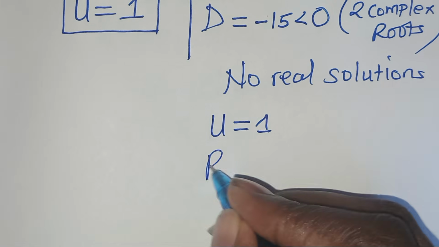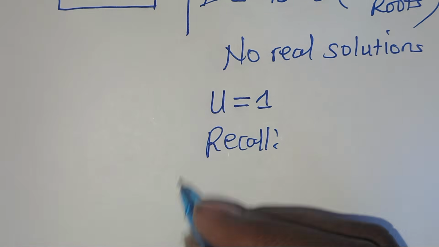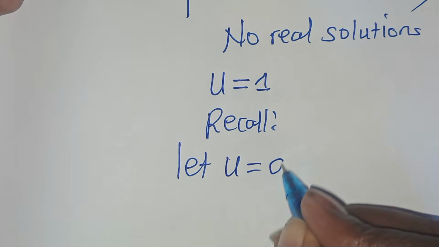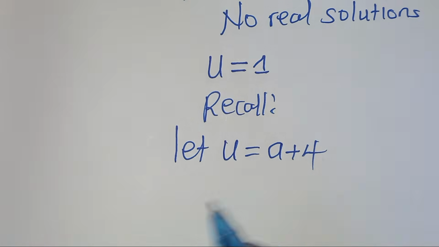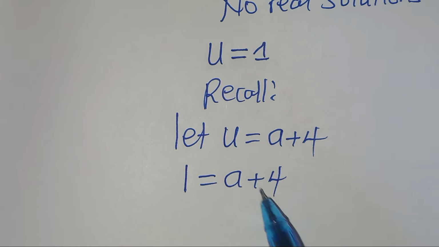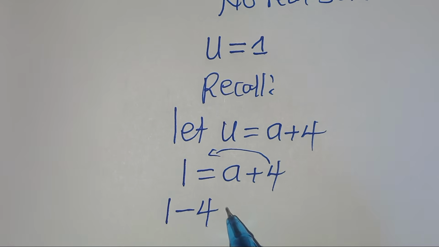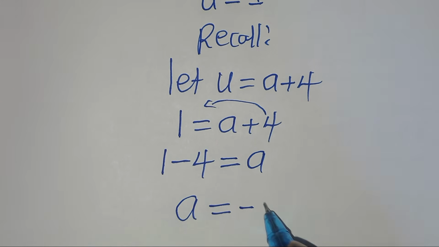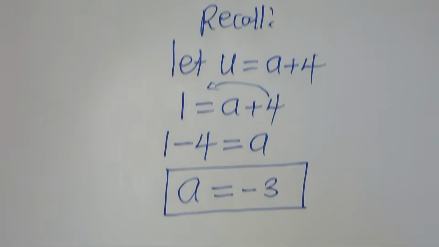Now, if you recall, we have seen that we let u be equal to a plus 4. So we can substitute the value of u, which is 1. So 1 is equal to a plus 4. So we can solve for a. Let's take plus 4 to the left hand side. This means that we have 1 minus 4 is equal to a. So the value of a is equal to negative 3.